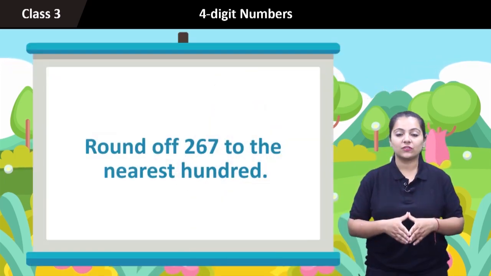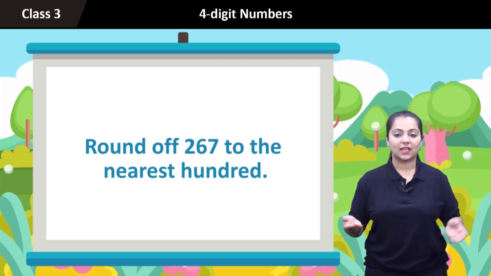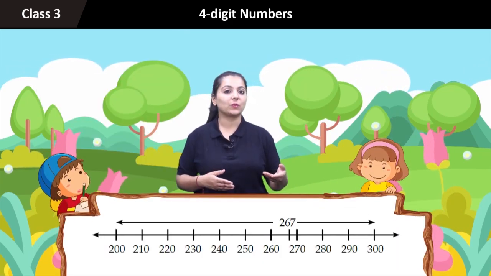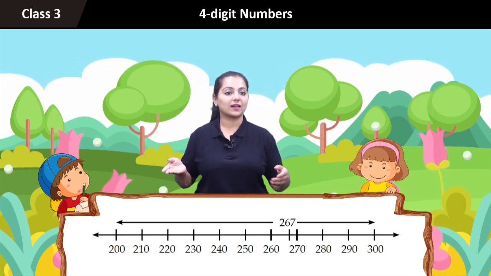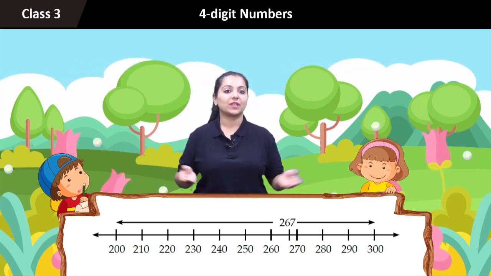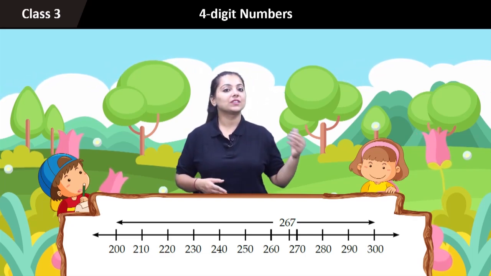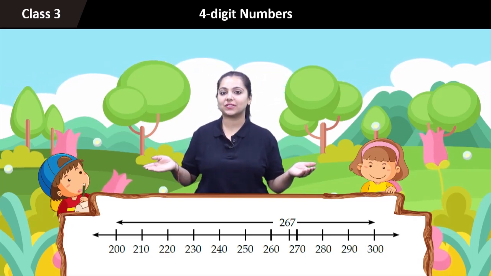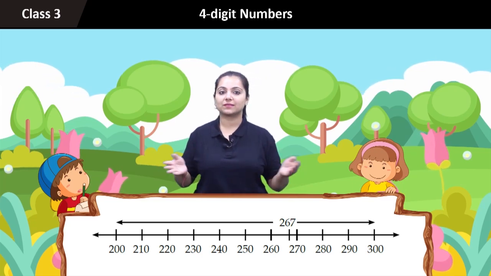Now, round off 267 to the nearest 100. Now, see the number line. Which one is near and which one is far? 200 is far and 300 is near the number. So, 267 is nearer to 300 than 200. Thus, it is rounded off to 300.